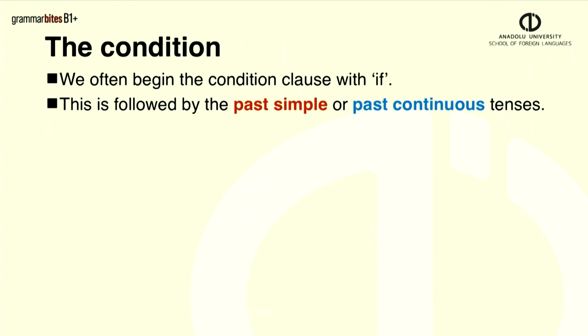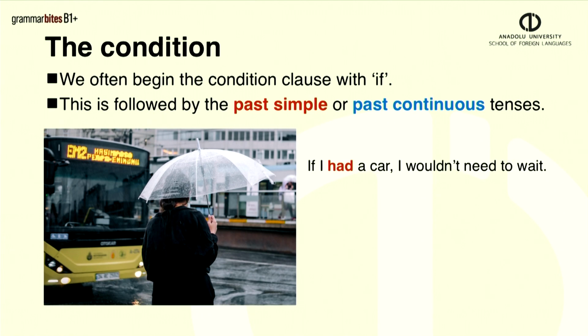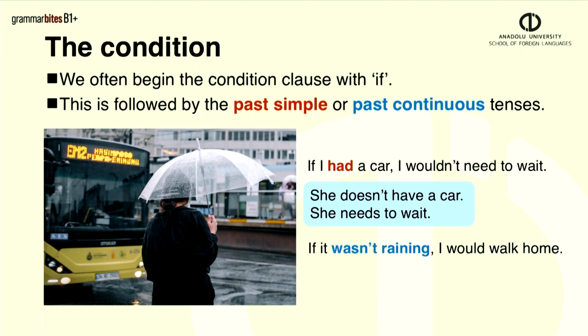With second conditional sentences, we often begin the condition clause with if, and this is followed by either the past simple or the past continuous tense. If I had a car, I wouldn't need to wait. She doesn't have a car. She needs to wait. If it wasn't raining, I would walk home. It is raining. She won't walk home. In the second example, we use the past continuous to focus on the action in progress at the time of speaking.